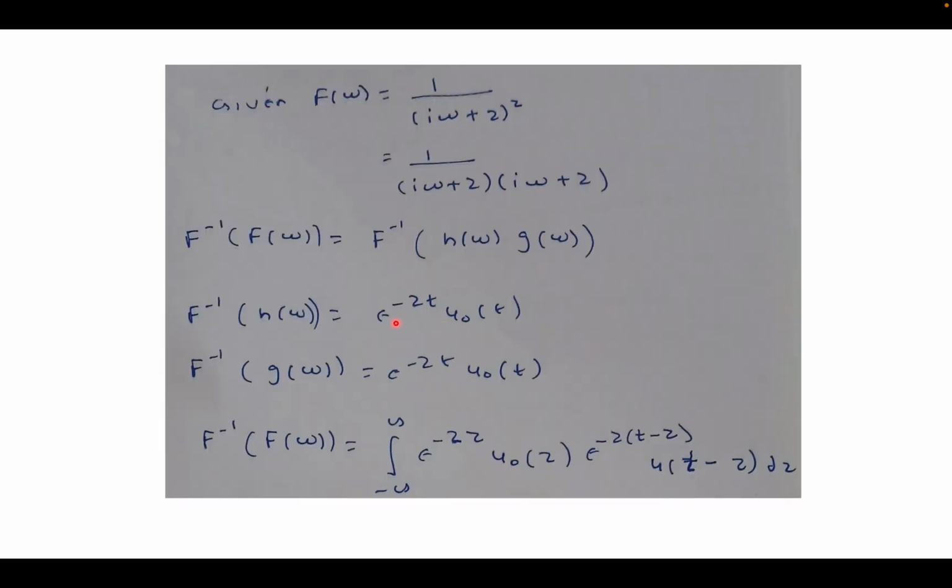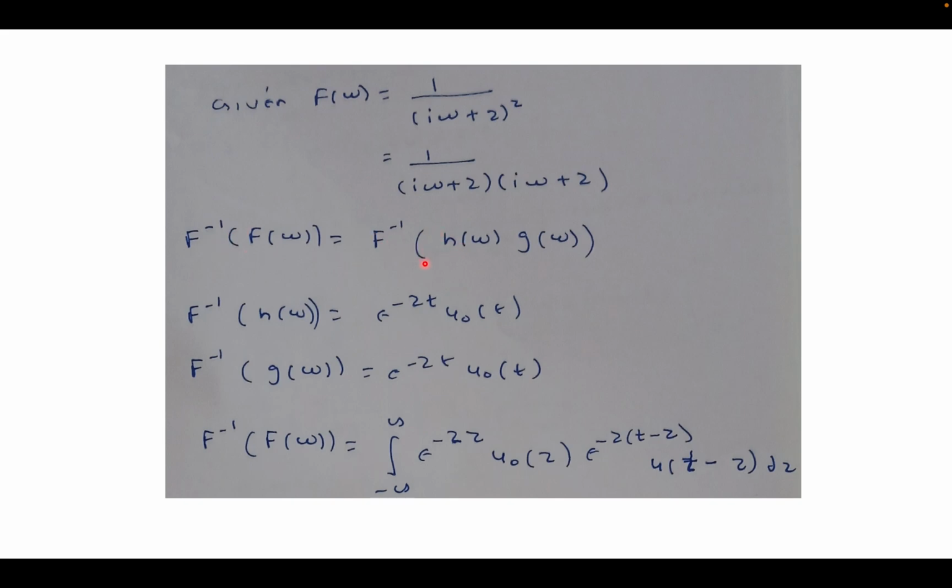So here it will be e power minus 2t u naught t. Similarly for this you will have f inverse g of omega is equal to e power minus 2t u naught t, right? Same, because both functions are same, so their inverse Fourier transform will be same. Now if I use the convolution theorem, what does the convolution theorem say?